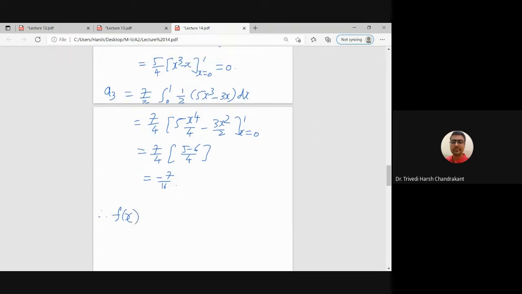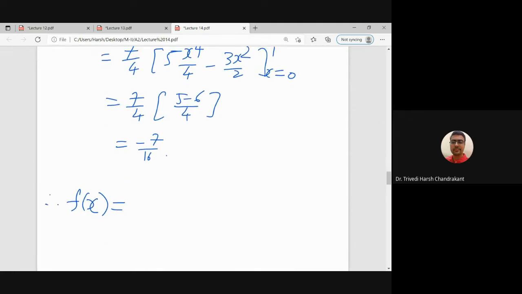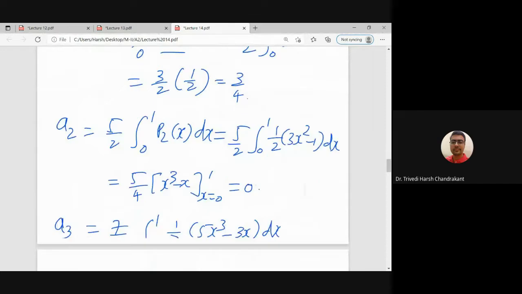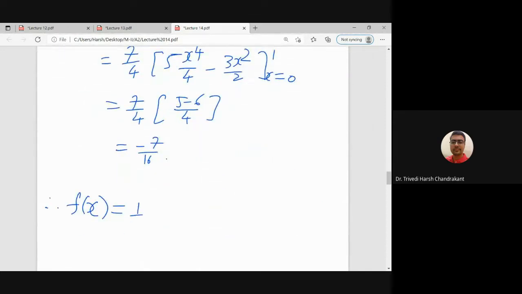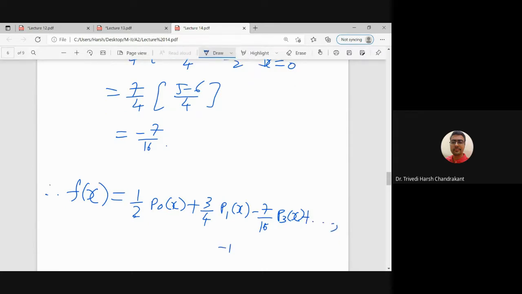Therefore, for this given function f(x), the corresponding Legendre series will be: the first coefficient, that is a0, is half, right? So half times P0(x), plus a1, we found that is 3 by 4, times P1(x), a2 we found is 0, so the P2 term will not be there, and a3 we found is 7 by 16, times P3(x), and so on. All right, and the interval is -1 < x < 1.